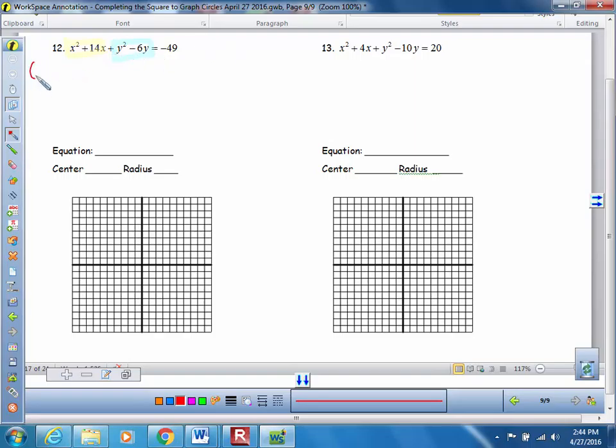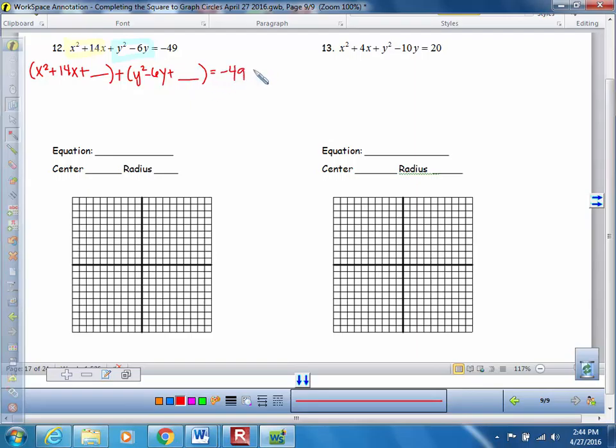So this would give me x squared plus 14x plus blank. Bring down my plus sign, then I'm going to have y squared minus 6y plus, and then I'm going to have to complete the square there, equals -49 plus blank plus blank. Okay, are there any questions about where we put our blanks?